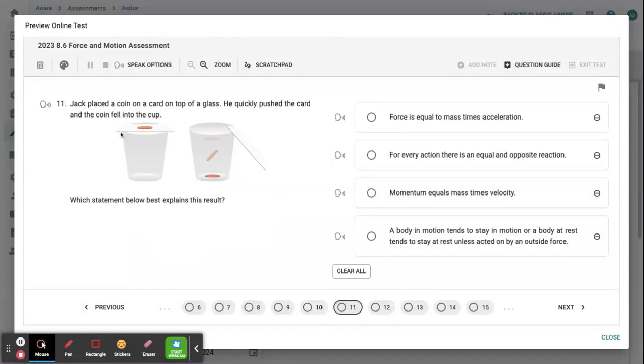Number 12. Jack placed a coin on a card on top of a glass. He quickly pushed the card and the coin fell into the cup. Which statement best explains the result? Force equals mass times acceleration. For every action, there's an equal and opposite reaction. Momentum equals mass times velocity. A body in motion tends to stay in motion, and a body at rest tends to stay at rest unless acted upon by an unbalanced force. So yes, this is my answer, because it was at rest until an unbalanced force was applied.